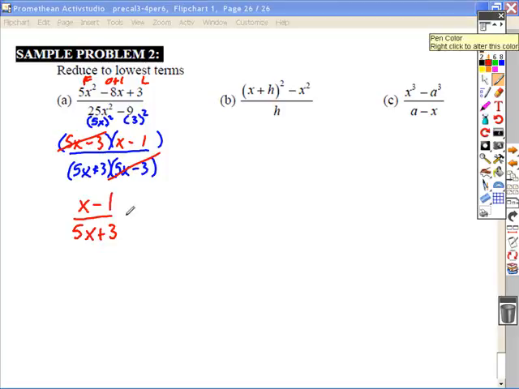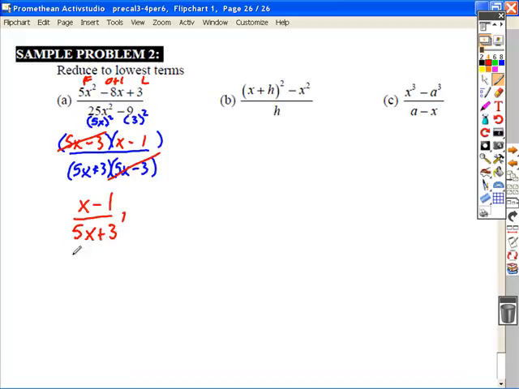You do need to identify any domain restrictions that are not apparent in the simplified form. And so go back and look. Were there any factors in the denominator that were canceled out? Yes. What domain restriction was necessary for that factor? Here we see x could not be +3 divided by 5, so x not equal to 3/5. Is that apparent in the answer itself? No. So you have to identify it as a specific domain restriction. Okay, and so this would be your completed answer form.